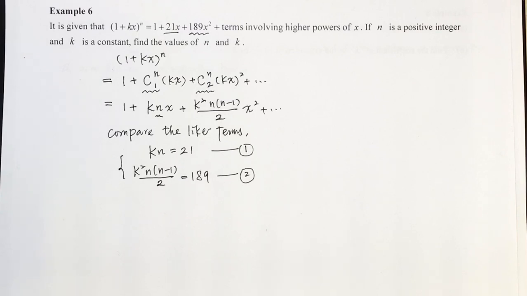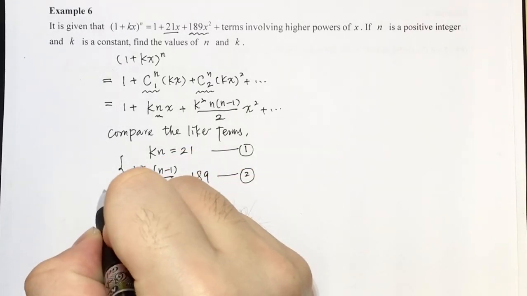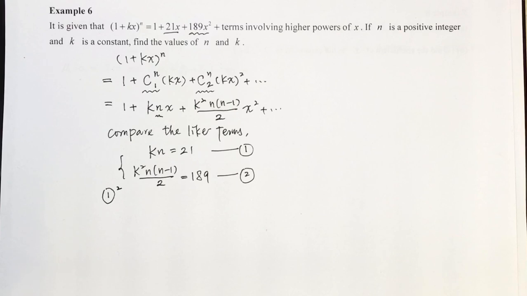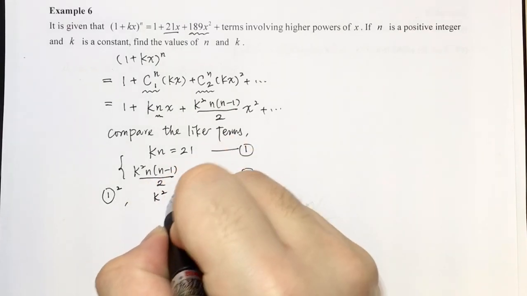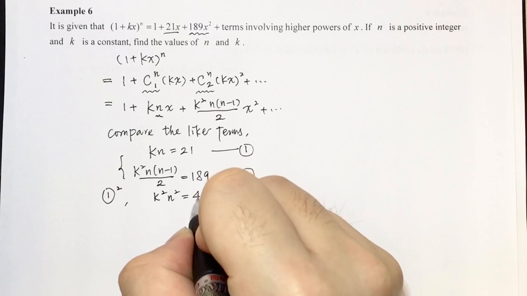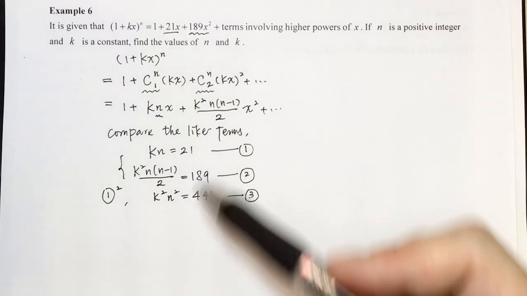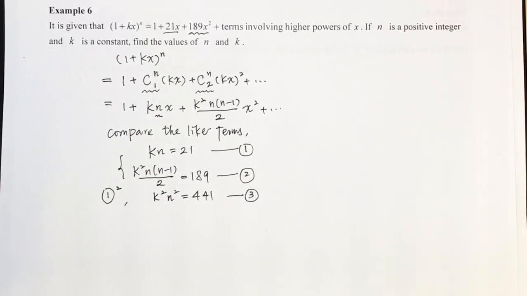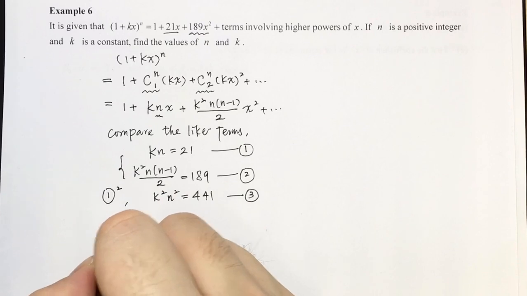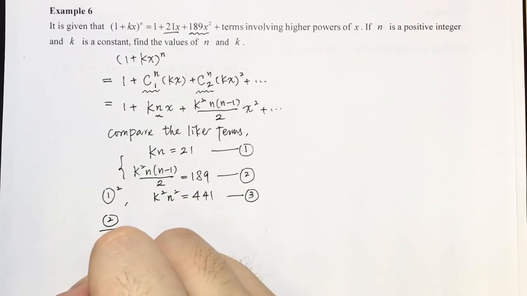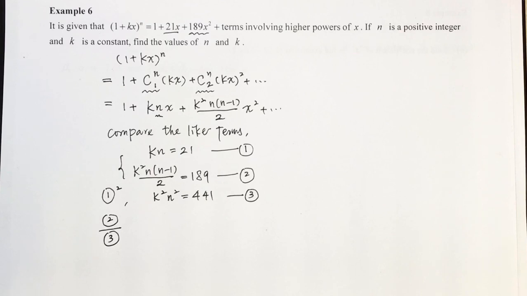But then it may be a little bit different from what you would see in usual types of question related to two equations, two unknowns. Now, I try to take square on the first equation to get k squared n squared equals 441. And I name it as equation 3. Now, in equation 2 and 3, you can find k squared in common, and you can use a substitution method or you can use division method to eliminate k. I use a division this time.